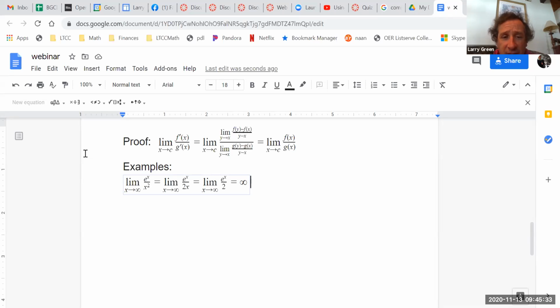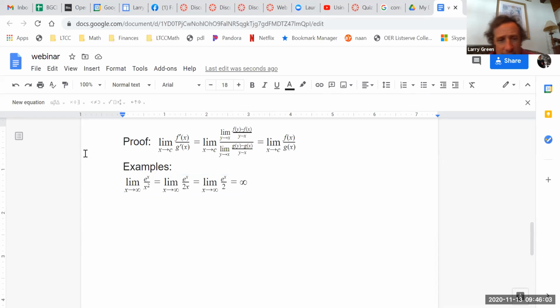Any questions on this example? Any questions? All right. By the way, if this was x to the 10th, you'd have to use L'Hopital's rule 10 times, and you'll eventually get it. And you could actually prove that e to the x over any polynomial always goes to infinity as x goes to infinity, using L'Hopital's rule n times, where n is the degree of the polynomial.